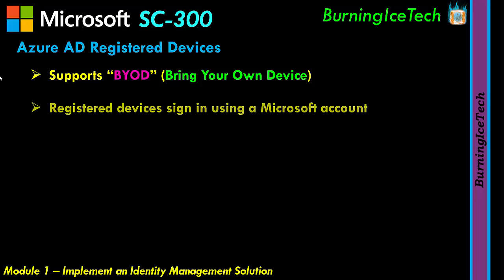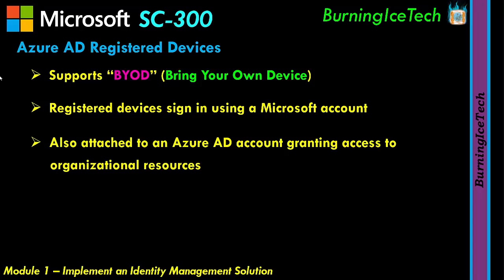Now, in case you guys don't know, registered devices will sign in using a Microsoft account. So, yeah, there is that. Also attached to an Azure Active Directory account, granting access to organizational resources. So when people go and register these devices, you can attach them to an Azure Active Directory account, and this in turn will allow you to control what they can access and what they can't access, because we need to be able to control what resources these folks can access, especially if they're not going to be in the building, and especially if they're going to be using their own devices. I most definitely want to be able to control what they can and cannot access.